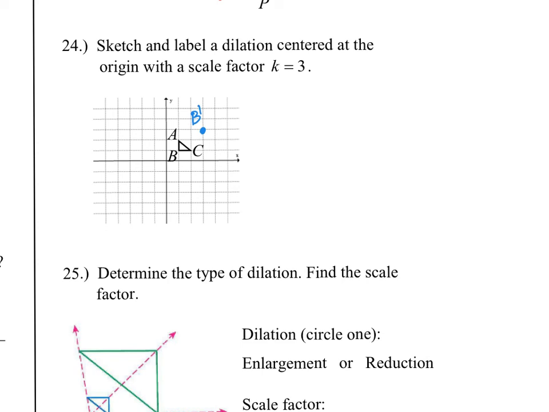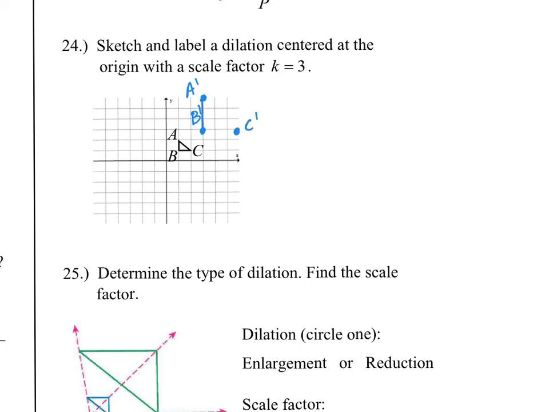A has coordinates (1, 2). So if you triple those, (1, 2) tripled would be (3, 6). So let's plot that point. 1, 2, 3, 1, 2, 3, 4, 5, 6. So there's where A prime would land. And then C has coordinates (2, 1). So the coordinates (2, 1) tripled would be (6, 3). So C prime would be at 1, 2, 3, 4, 5, 6, and then up 1, 2, 3. So here's C prime. All right.